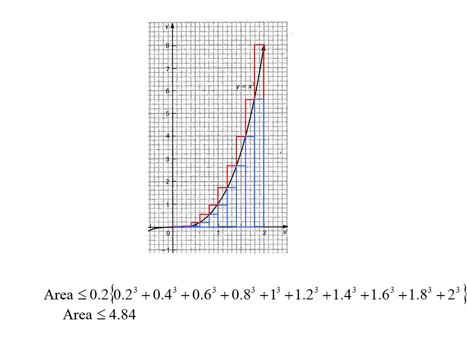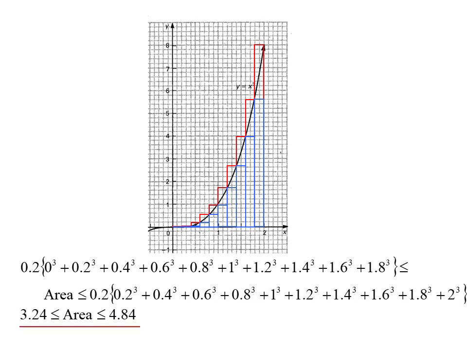If I do the underestimates, and by the way, I'm using the words overestimate and underestimate here. Often you hear the term outer rectangles for the overestimate, because they're the ones that go on the outside of the shape, and inner rectangles for the underestimate, because they're the ones that go inside the shape. And that has a value of 3.24. The average now is 4.04. So we're getting very close to the exact amount indeed. Remember, it's 4.